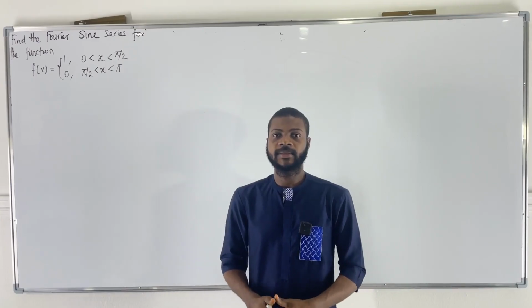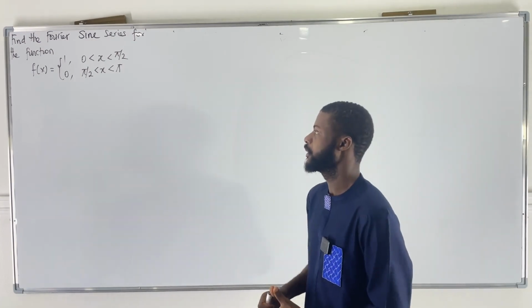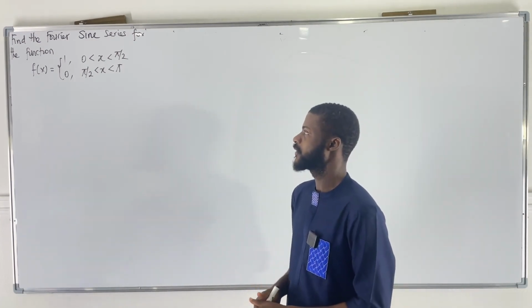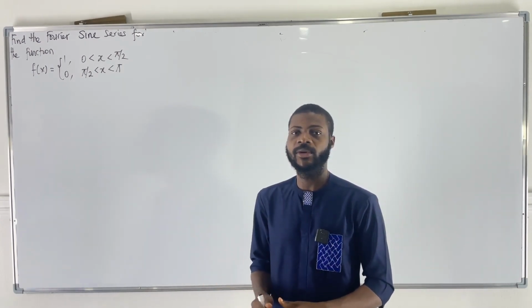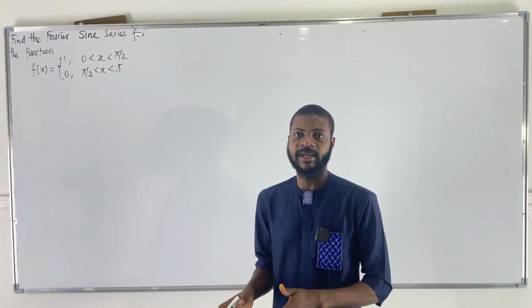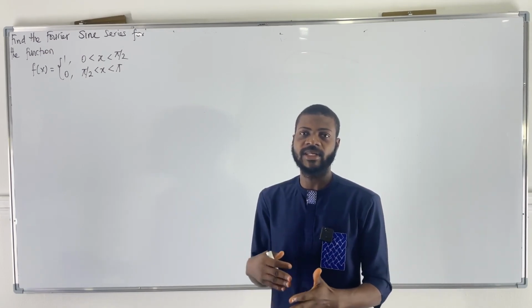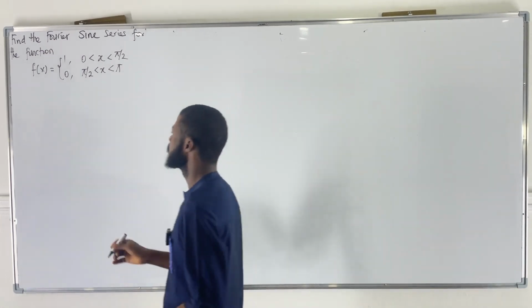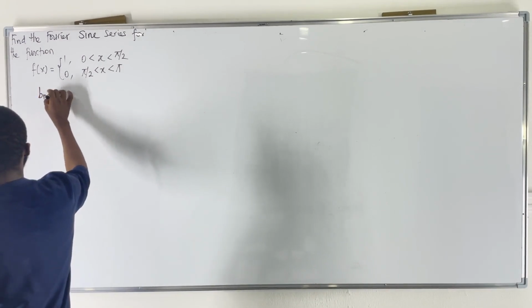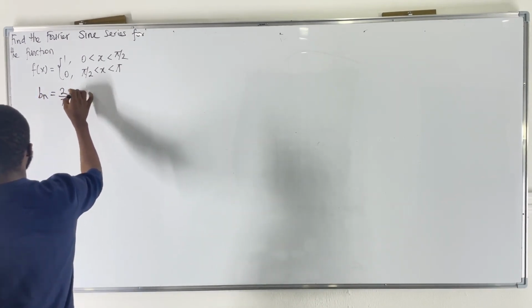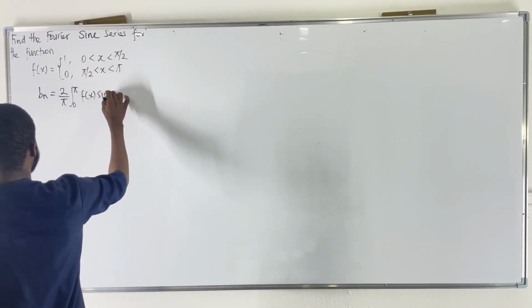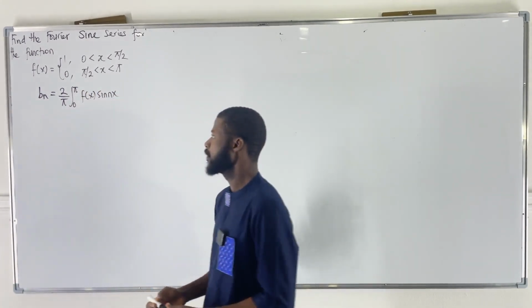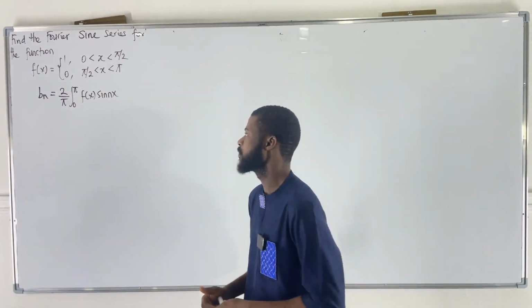Welcome back, guys. In this video, we're going to be solving this very problem. We're asked to find the Fourier sine series. If we need a sine series, it means we're only going to be having sine terms, so the only thing we need to find is b sub n. So b sub n is 2 over pi, integral from 0 to pi, f of x sine nx. That's what our b sub n will be.